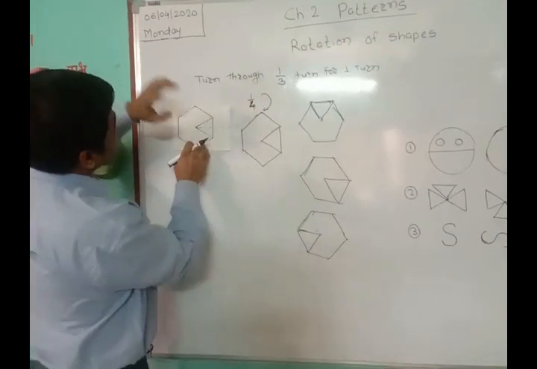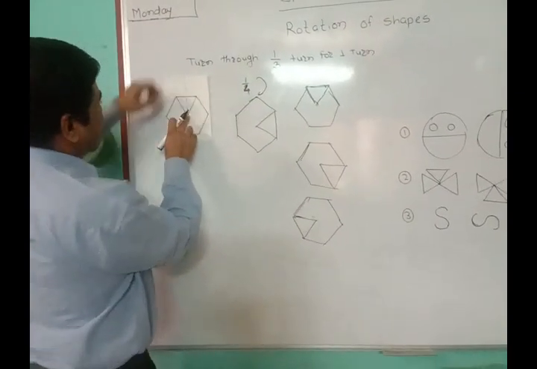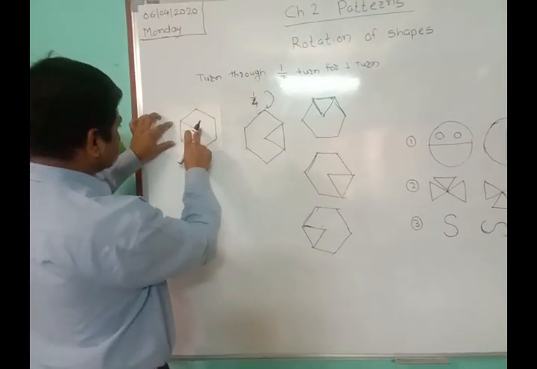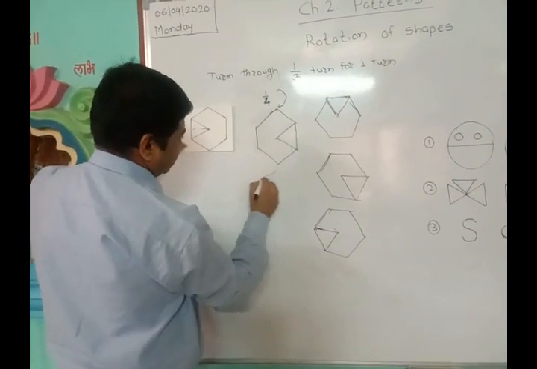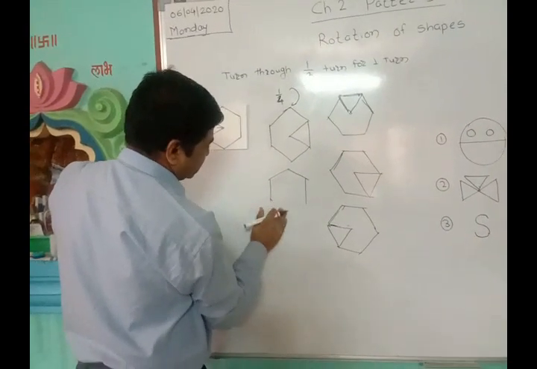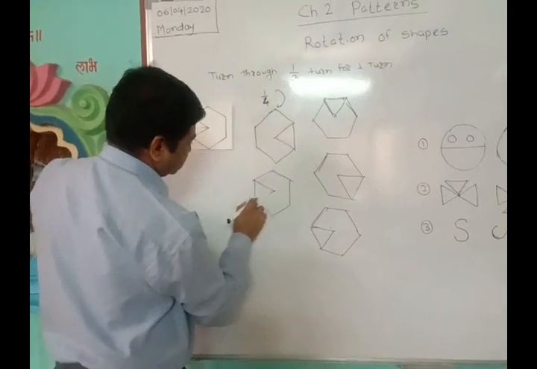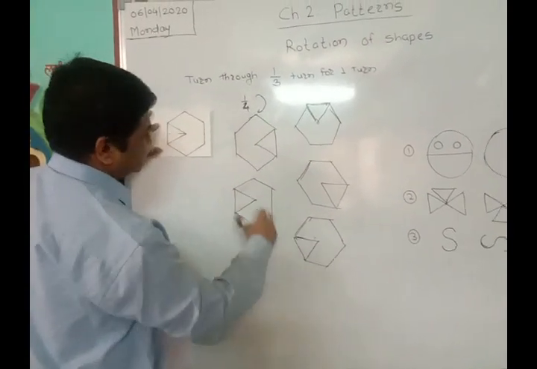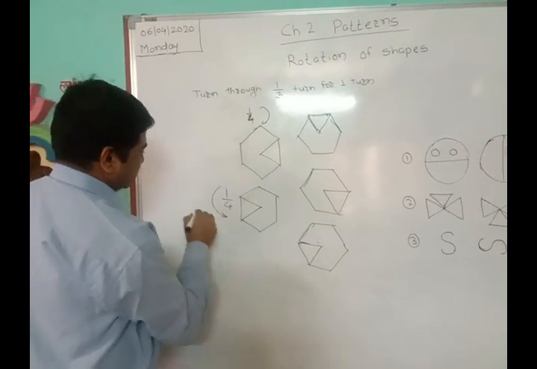If I said rotate one fourth of a turn in the anti-clockwise direction, then this will be the case where the points of the hexagon will be up and down, and your triangle will be pointing towards the right. So this is a one fourth of a turn in the anti-clockwise direction.